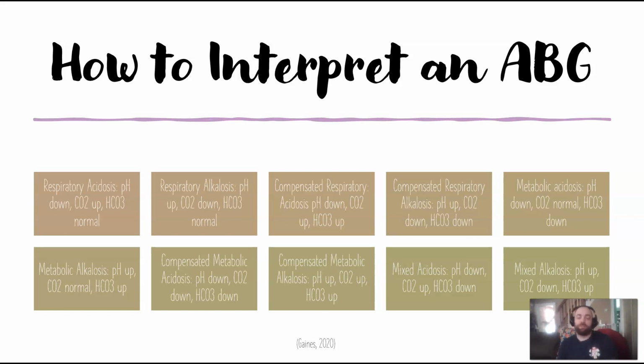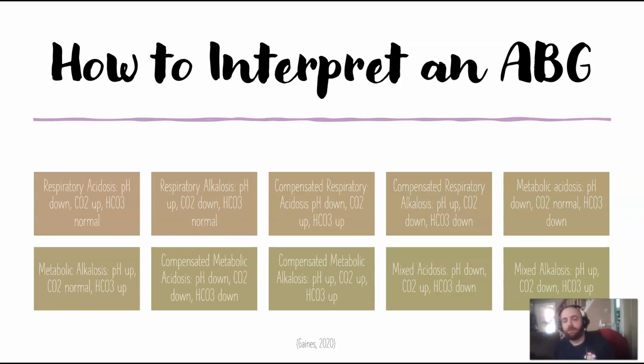So in a compensated respiratory acidosis, your pH is going to be down, below 7.40. Your carbon dioxide levels are going to be up, but you're also going to see your bicarbonate levels are up. So your bicarbonate levels are going to increase to help try to counterbalance that CO2 and that acidity in the blood.